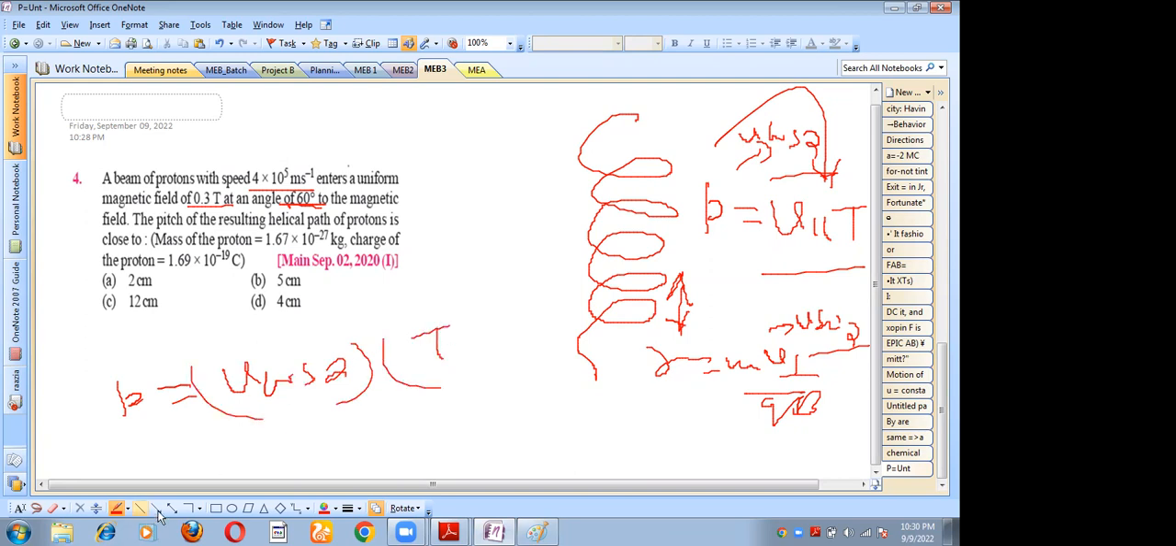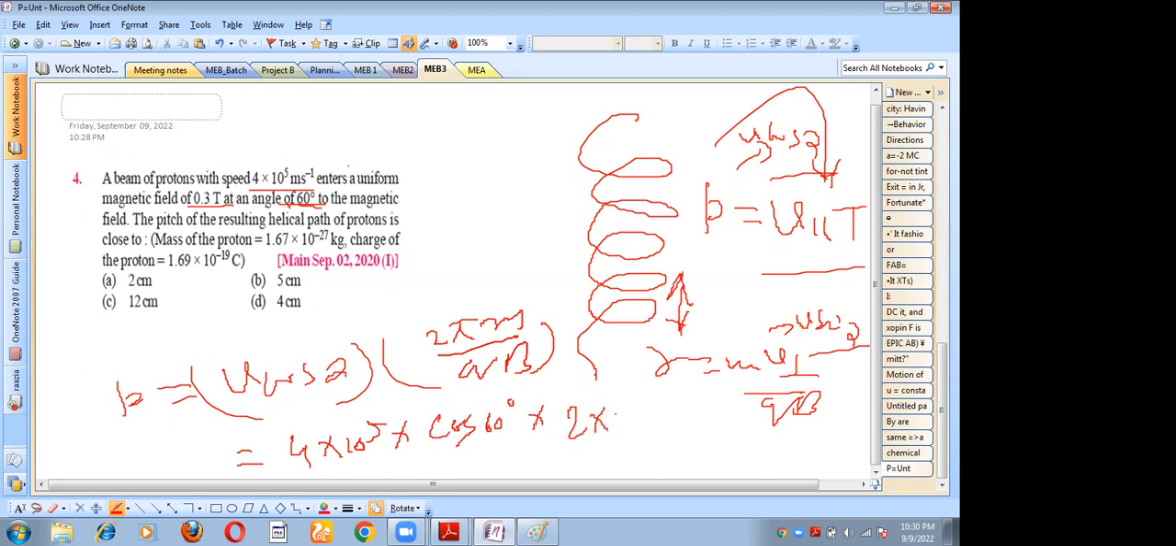We know that T is equal to 2 pi m upon qB, right? T is given by 2 pi m upon qB. This formula we already know. So put in that, what is the V? V is 4 into 10 to the power 5 and cos 60 degree, right? And 2 into 3.14. And what is the mass? Mass of a proton is 1.6 into 10 to the power minus 27, right? And what is Q? Q is 1.6 into 10 to the power minus 19. And what is B? B is 0.3.